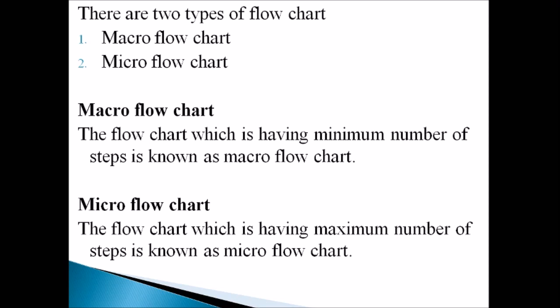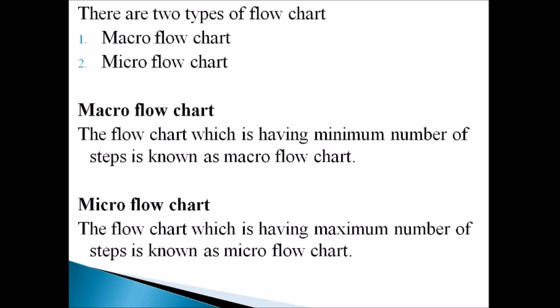Here is the definition for macro flowchart. The flowchart which has a minimum number of steps is known as a macro flowchart. While we make a flowchart, we have to use the symbols and also the arrow marks to connect all the symbols. And finally, we should look at how many symbols this flowchart contains. In case the flowchart has a minimum number of steps like start, stop, and receiving the values and processing and then displaying the output, simply with 4 or 5 steps, then the flowchart is called a macro flowchart.